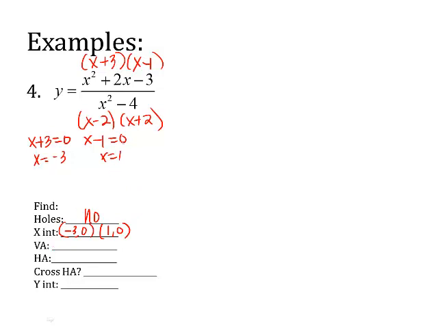Vertical asymptotes. Set the bottom equal to 0. So I have x minus 2 equals 0, x plus 2 equals 0. Don't confuse yourself. I'm sorry, this is vertical asymptotes, not y-intercepts. So solve it. X is going to be 2. X is negative 2.